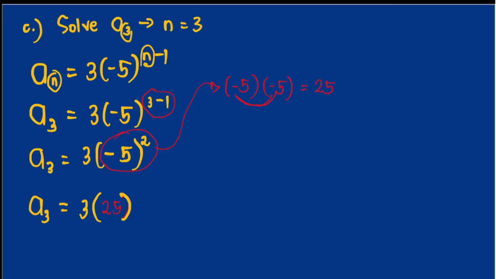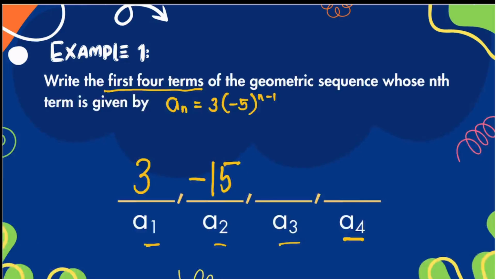So, now, we can multiply 25 by 3. So, 3 times 25, tatlong 25, the answer is 75. So, a sub 3 is 75. Ganun lang siya kadali.